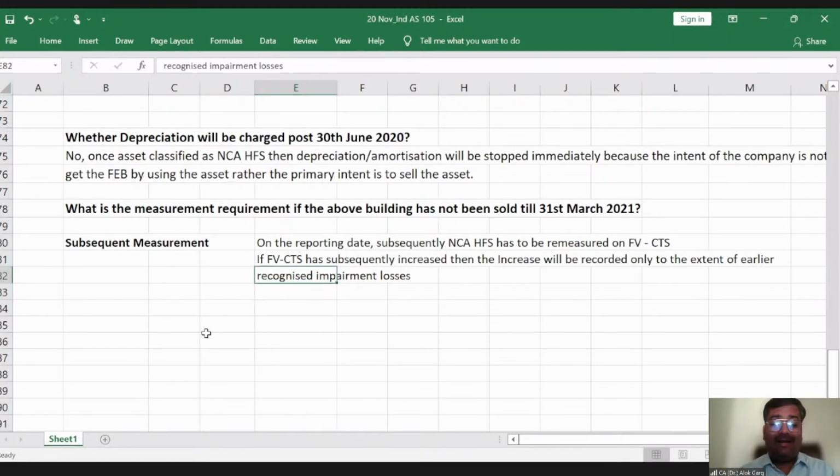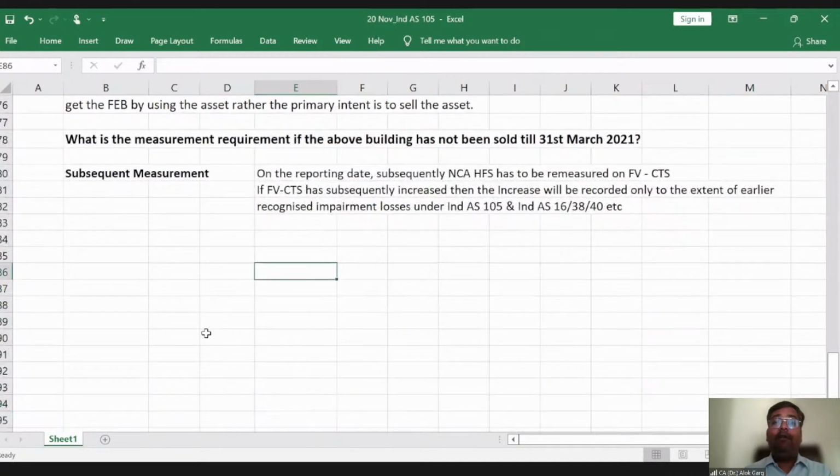What is meant by earlier recognized impairment losses? Earlier recognized impairment losses under Ind AS 105 and Ind AS 16 or 38 or 40, etc. Right. Sir, what does it mean? So let me give you three scenarios to make this concept understood very well.